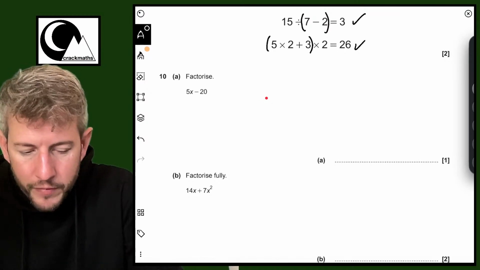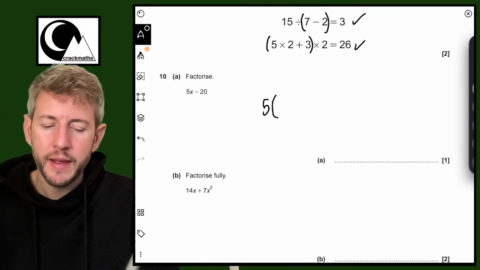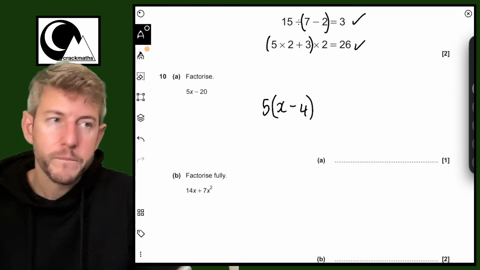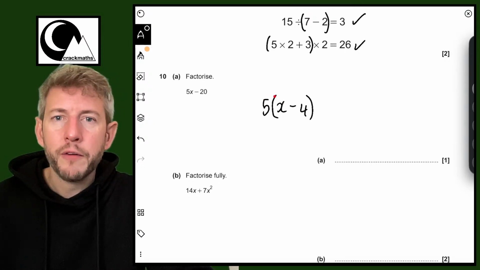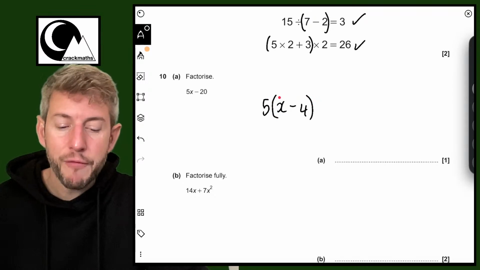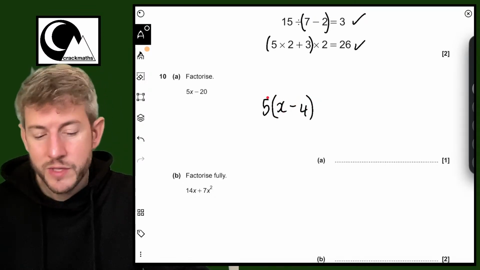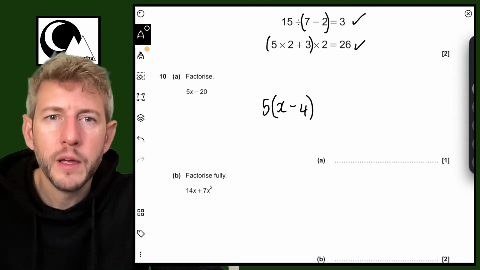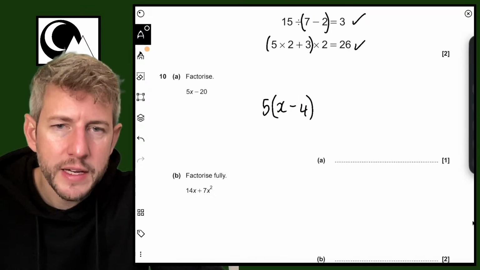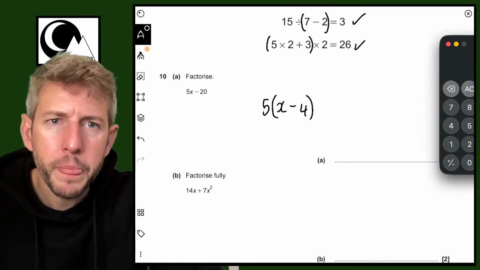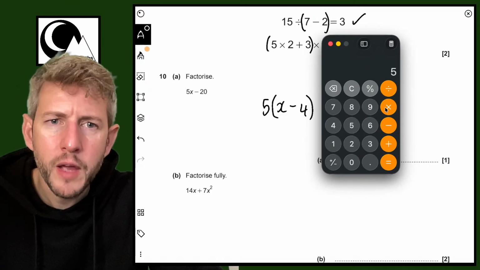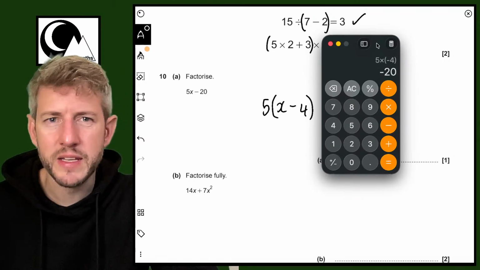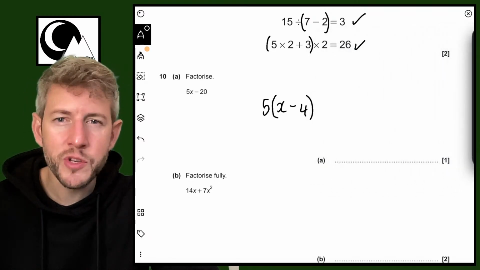So here we go. I'm going to put a 5 on the outside of a bracket here, and then inside the bracket I'm going to put x minus 4. Just to confirm that, the bracket says that everything inside the bracket has to be multiplied by what's on the outside of the bracket. So we get 5 times x and we get 5 times negative 4. We can check the 5 times negative 4 over here. 5 times 4 but negative equals minus 20. Yeah, so we've got our negative numbers correct.